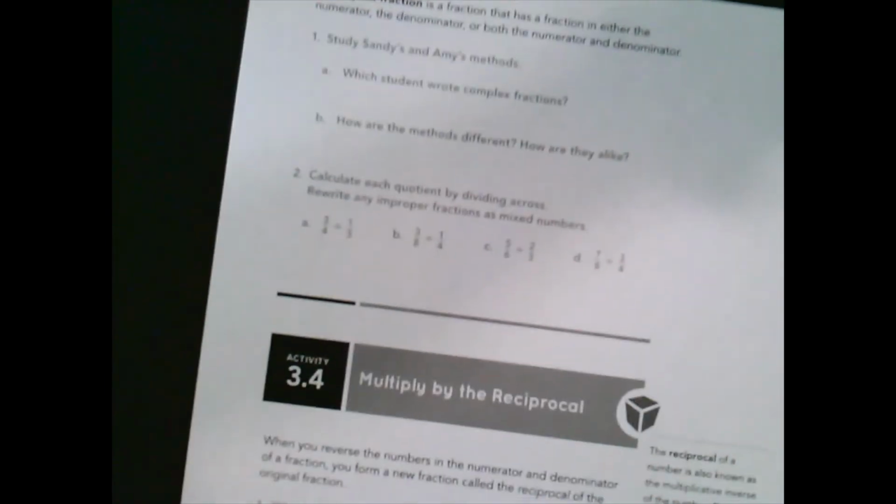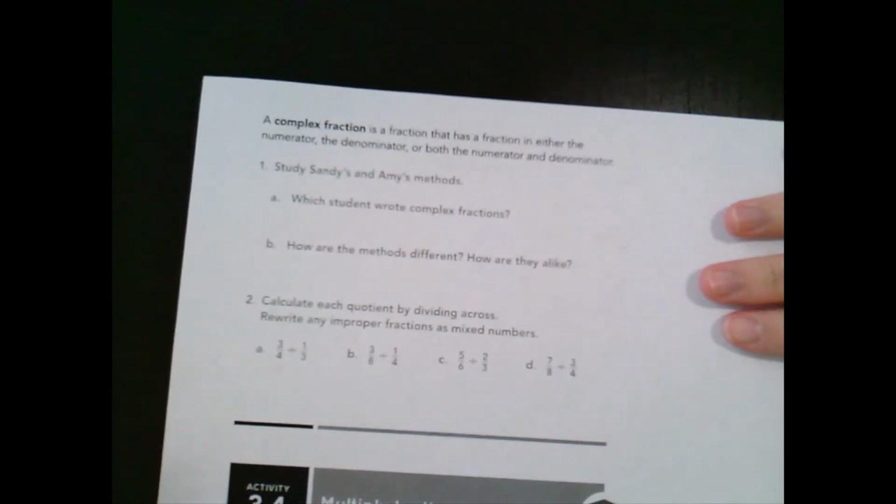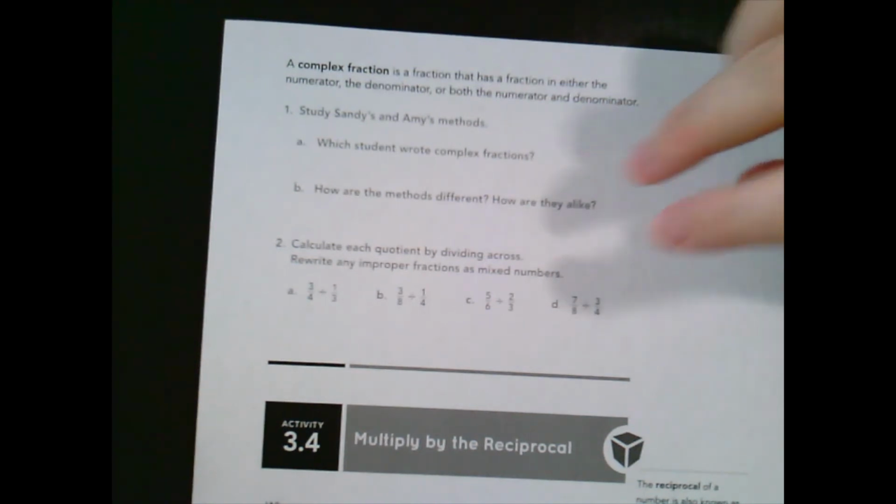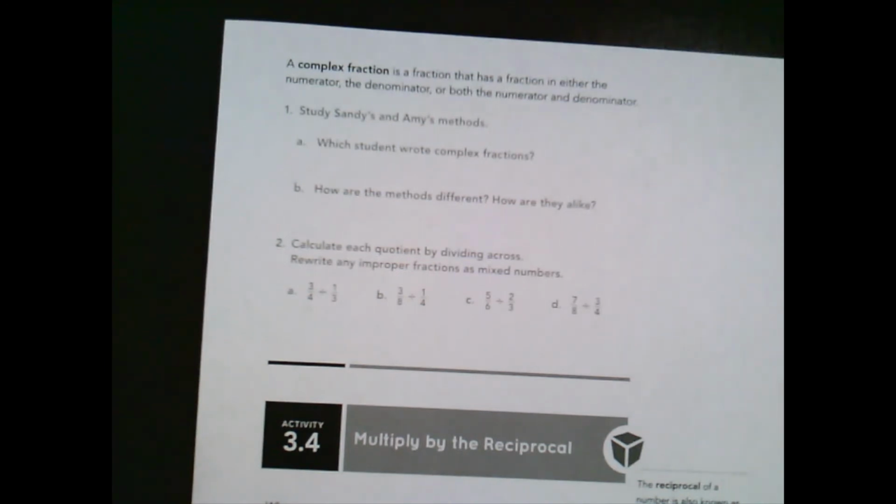Now when we look at the back of this page, at the top right here, we are still on 3.3. I know it says 3.4 down here, but that's just starting the next section. These are the problems that you're going to complete. I want to emphasize that the questions are asking you about the two methods, Sandy's and Amy's, and how they're similar and how they're different. A complex fraction is a fraction that has a fraction in the numerator, the denominator, or both. In the examples that were given, we had fractions in the numerator and fractions in the denominator. That's what they're indicating by complex fraction.